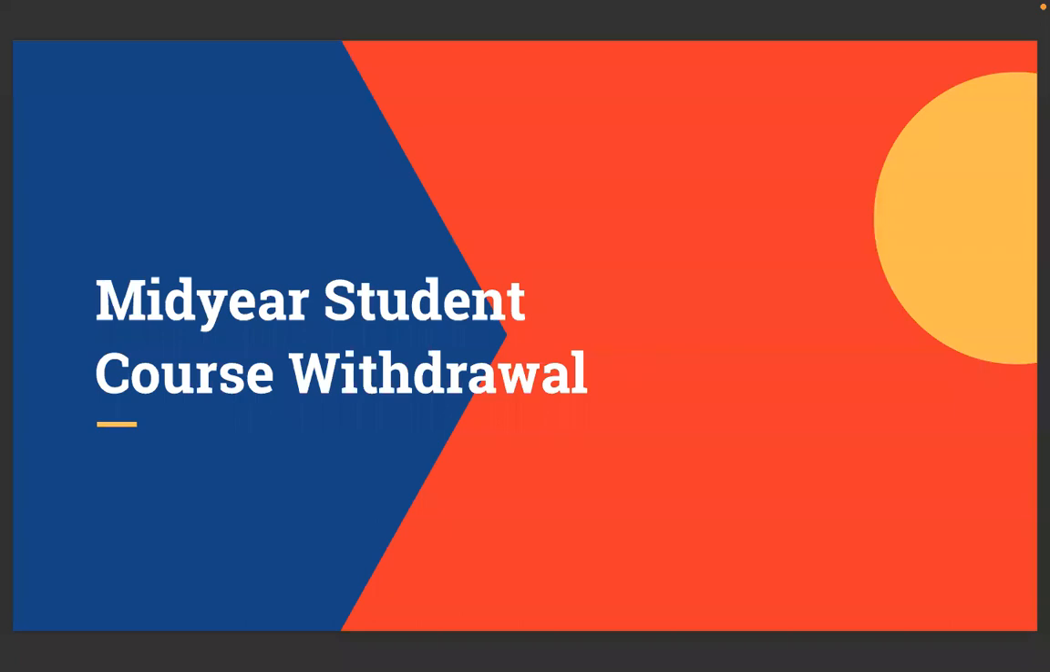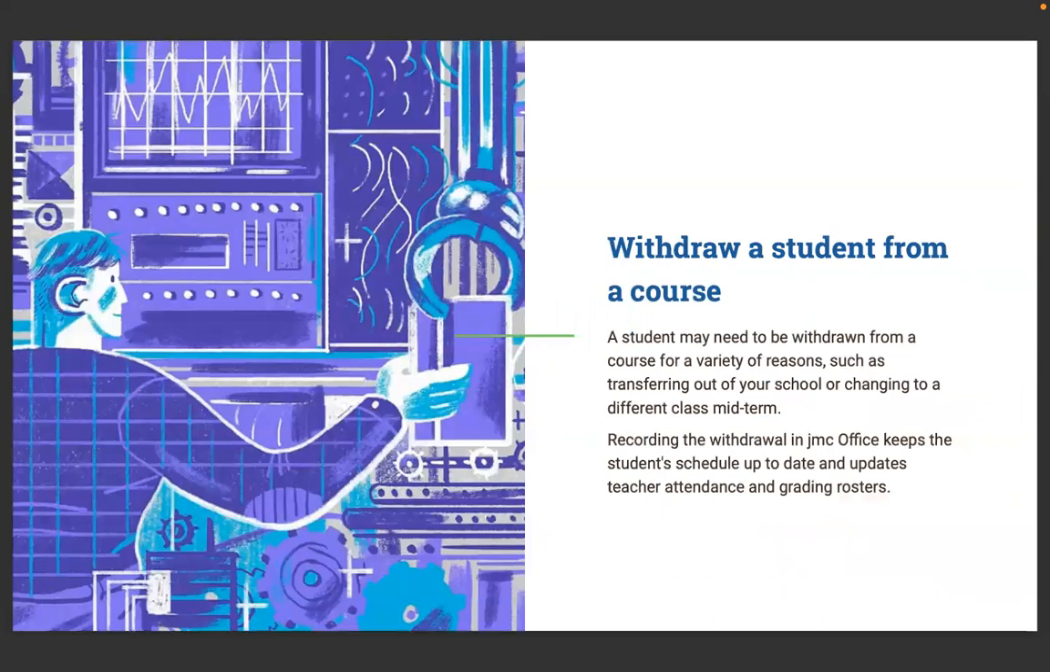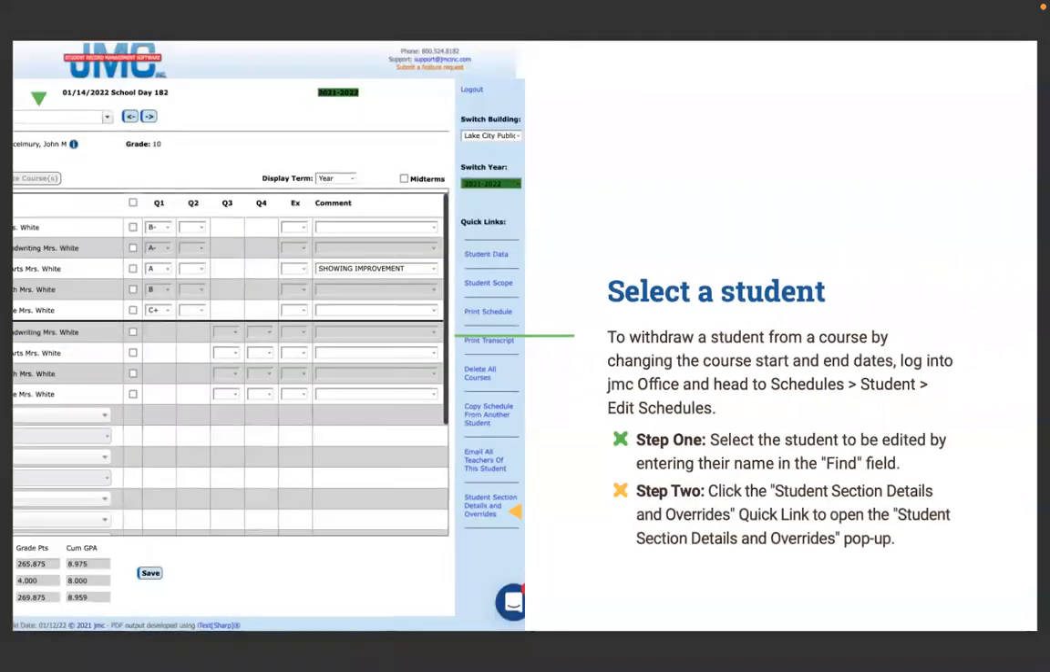So let's take you right into mid-year student course withdrawal. A student may need to be withdrawn from a course for a variety of reasons, such as if they're transferring out of your school or if they're changing from a class to a different class in the middle of a term. When doing so, we can record that withdrawal in JMC Office to keep that student's schedule up to date and update teachers' attendance and grading rosters and all that fun stuff.